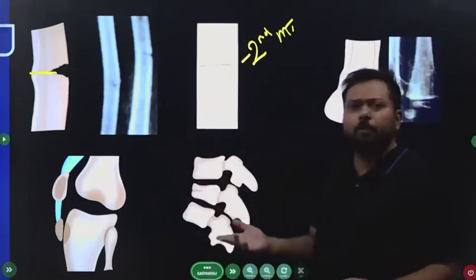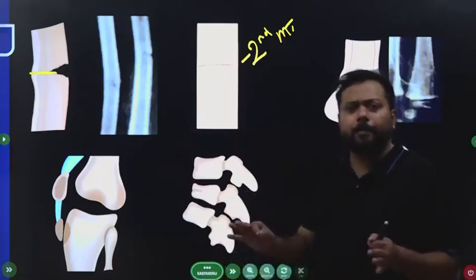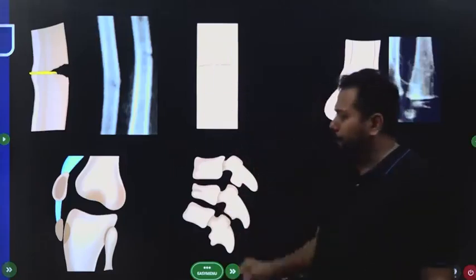Treatment, very simple. What is the treatment? Conservative. What is that? Bed rest and non-steroidal anti-inflammatory drugs for 14 days. That is the treatment of choice. This is the second atypical fracture.